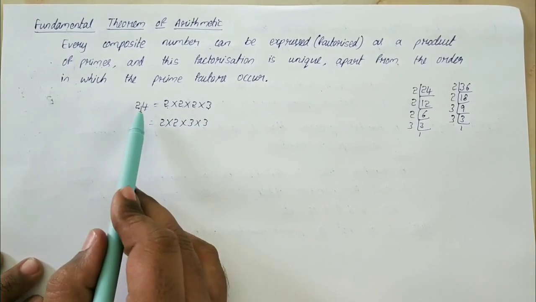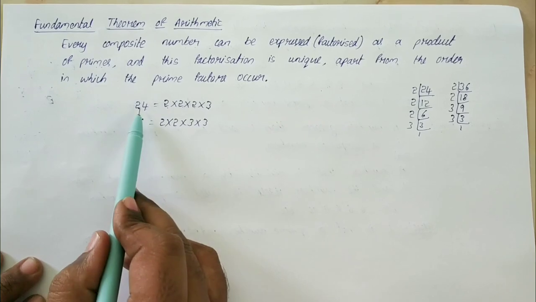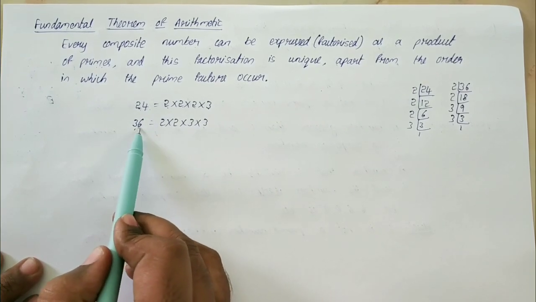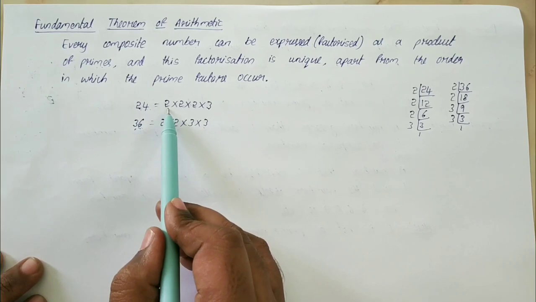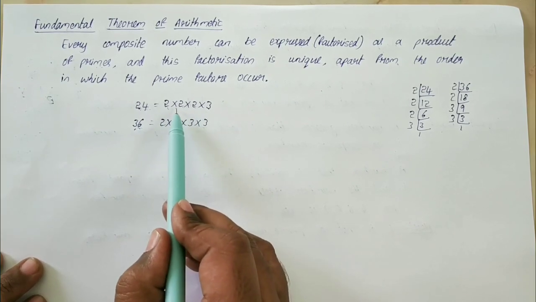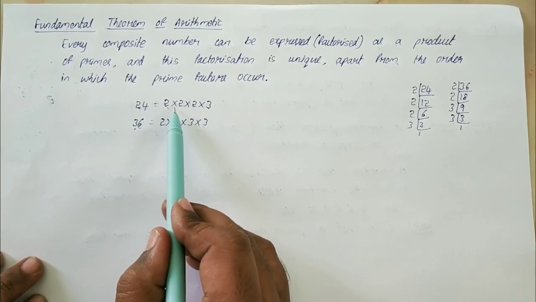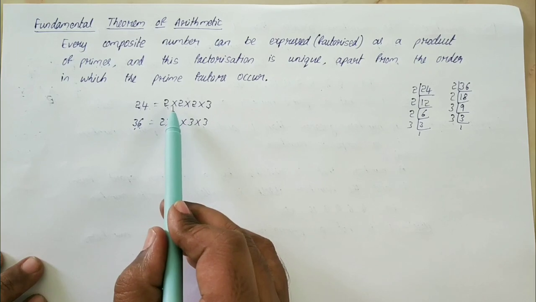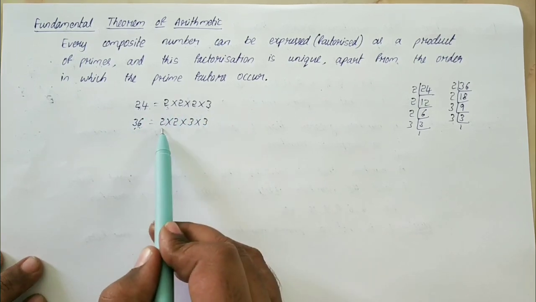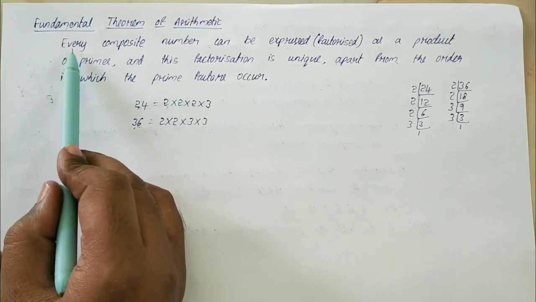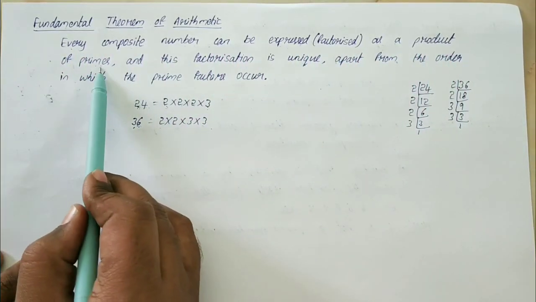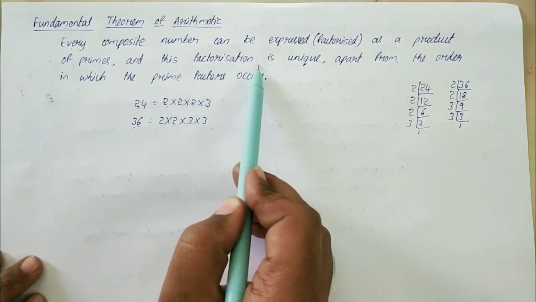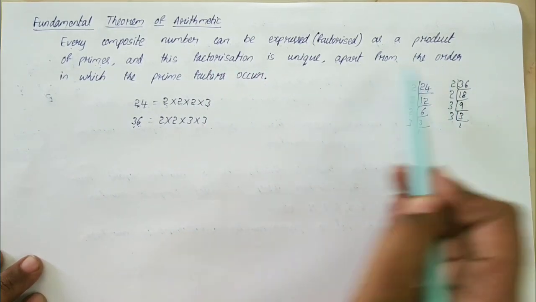So now see here, every composite number. 24 is a composite number, 36 is also a composite number. These composite numbers can be expressed as a product of primes. What do you mean by product? That means we have to multiply the numbers. So every composite number can be expressed as a product of primes, right? See the statement, every composite number can be expressed as a product of primes and this factorization is unique apart from the order.